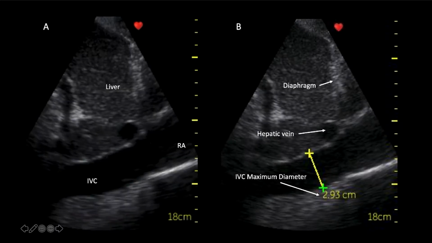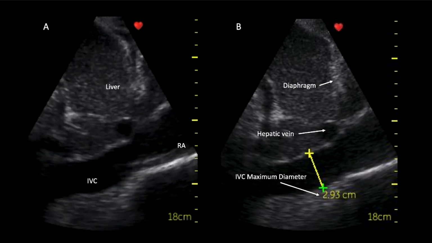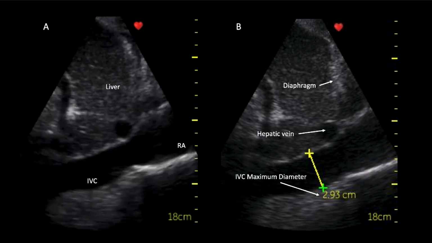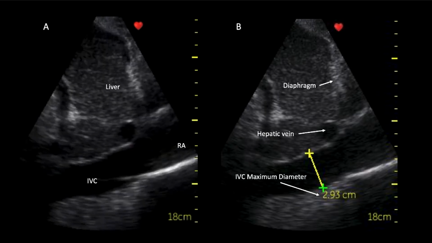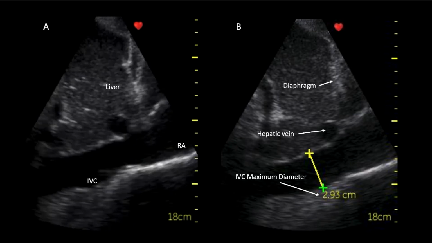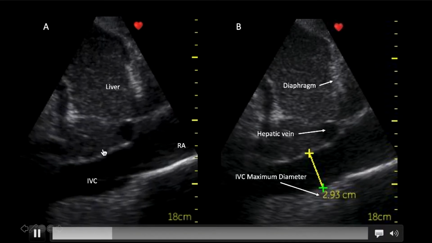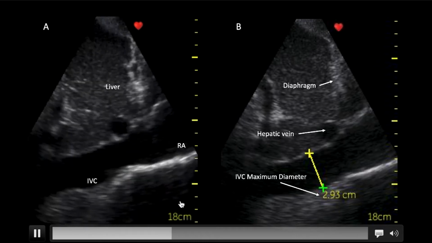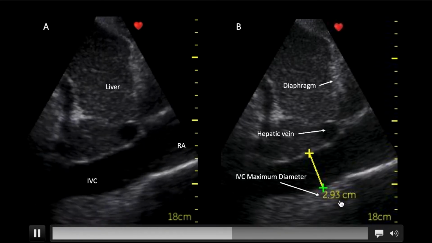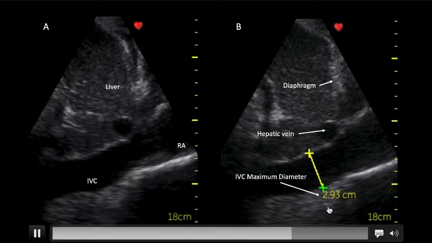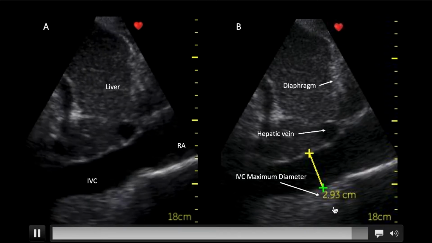So he had some ascites, but while we were looking at his ascites, I always recommend looking at the inferior vena cava in anyone that has ascites. So here's this patient's IVC, much different than the last case. There's really minimal collapse, and the maximum diameter is about 2.93 centimeters. That's a dilated inferior vena cava with minimal collapse.